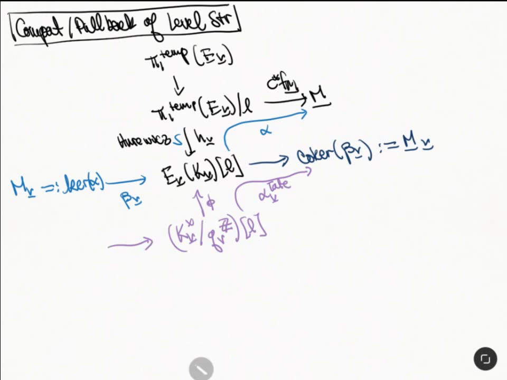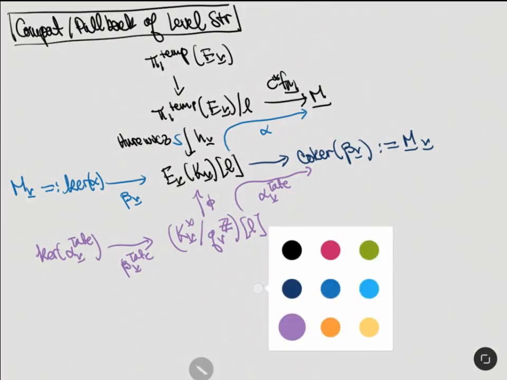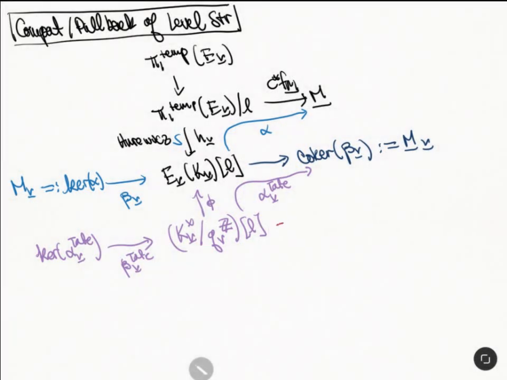So we can call this the Tate version of alpha, the localized version. We'll define the kernel of alpha v Tate, right? And then after we have this kernel, we'll go one more, and we get to define the cokernel of this map here, which is the uniformized version of essentially this thing here.